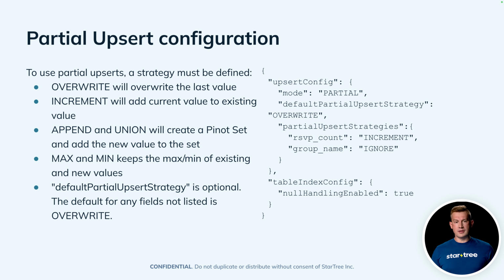First one, overwrite. So we'll take the latest and greatest value and overwrite the existing one. Increment, we will add the current value to the existing value. There's append and union that will create a Pinot set type and add a new value to this set. There's min and max that keeps the minimum or maximum value across the existing and new one. By default, the overwrite policy will be used unless specified.